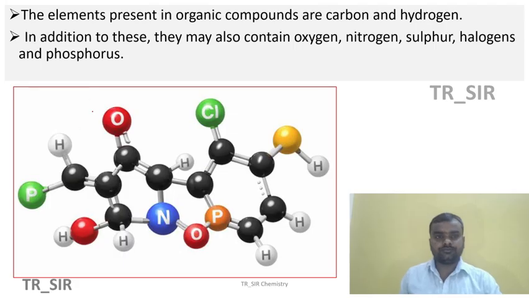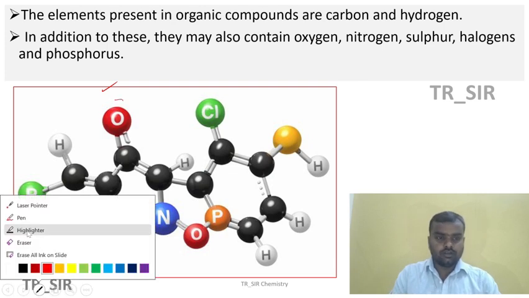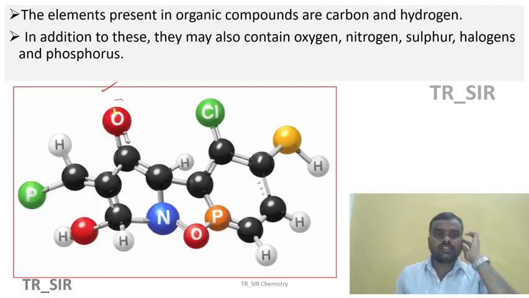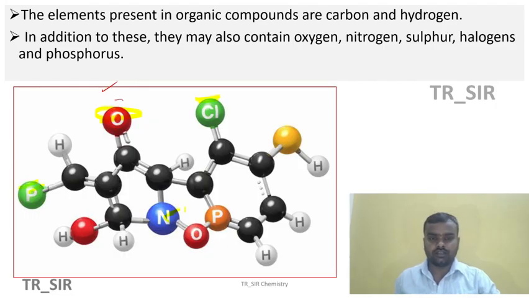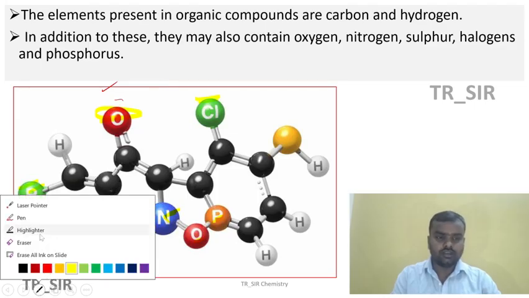Just see there, this is some organic compound, right? In this particular organic compound, you can see oxygen is present here, and here chlorine is available along with phosphorus. Then we have nitrogen available, right? Here again phosphorus is available, again oxygen, right? So this is the organic compound that we can see in general.